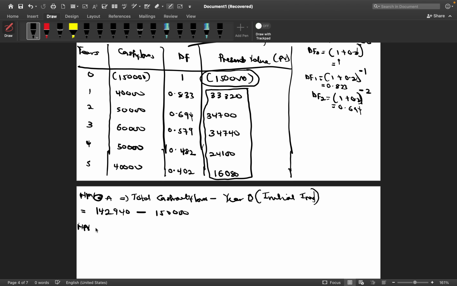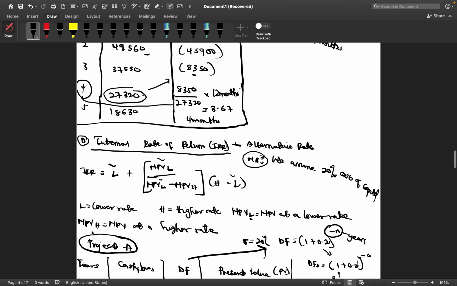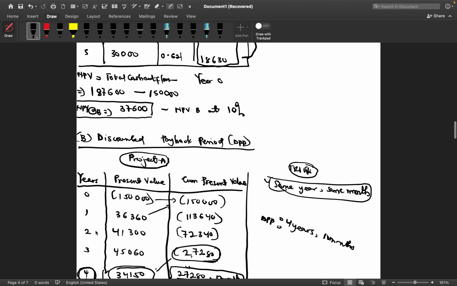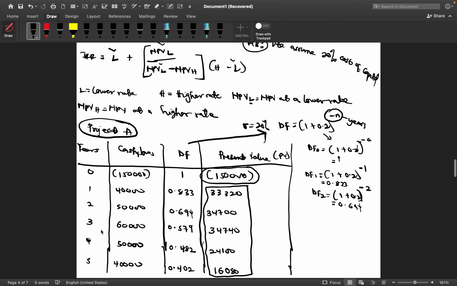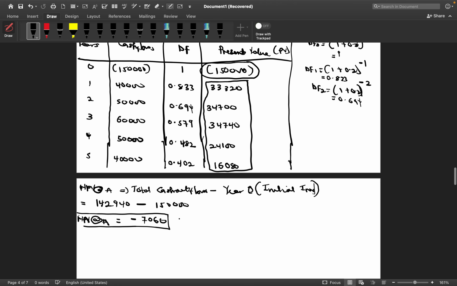So NPV at A is minus 7,060. So this is NPV A at 20%.